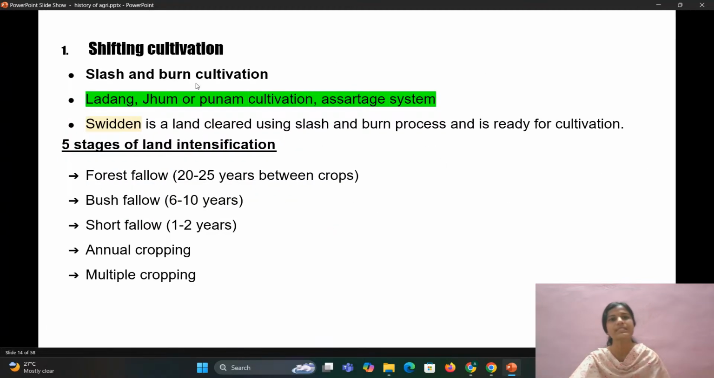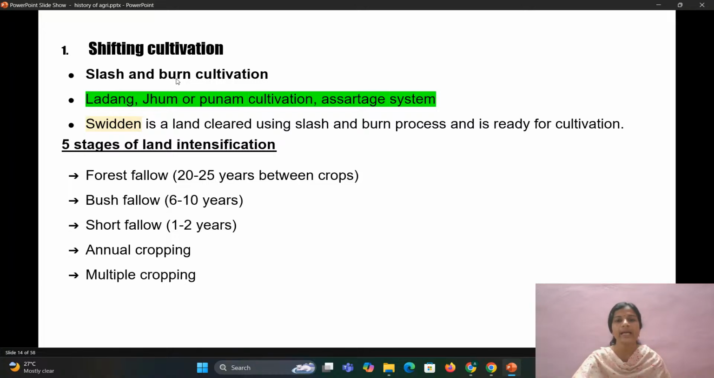So first one is shifting cultivation. That is the most primitive form of agriculture. It is otherwise known as slash and burn cultivation. A part of the forest will be cleared and the man cultivates in that particular area continuously. And once the fertility of that particular land is lost, then they will abandon the land and move to a new area, and they will continue the same: clear the land and grow crops.